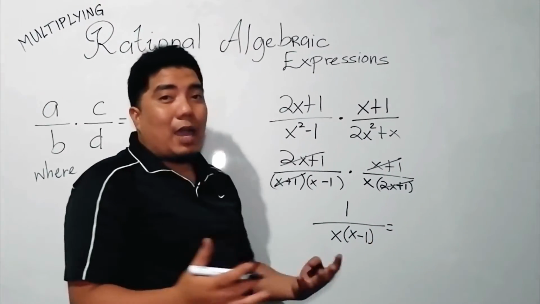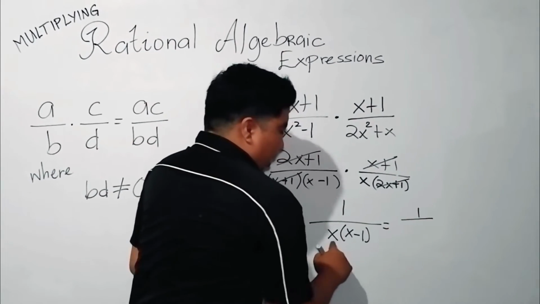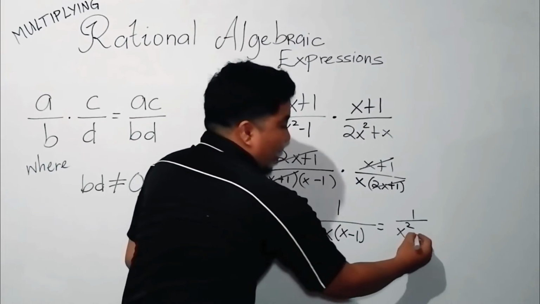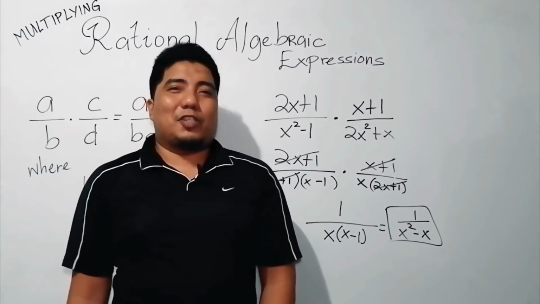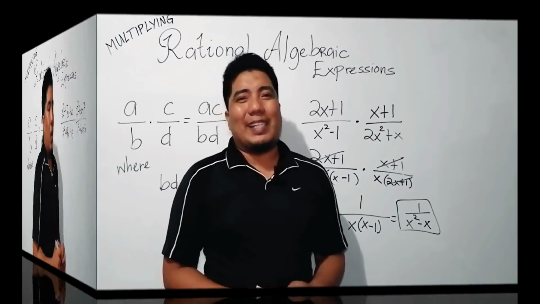Okay. So now, you just simplify this one and you have x times x, that is x squared, x times negative 1, that is minus x. And that will be your final answer. Okay. Now, let us go to a deeper example.